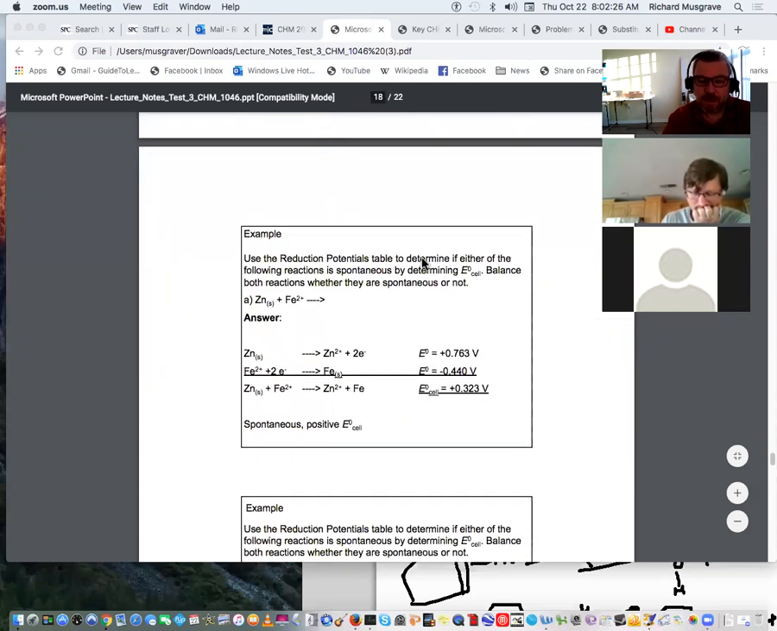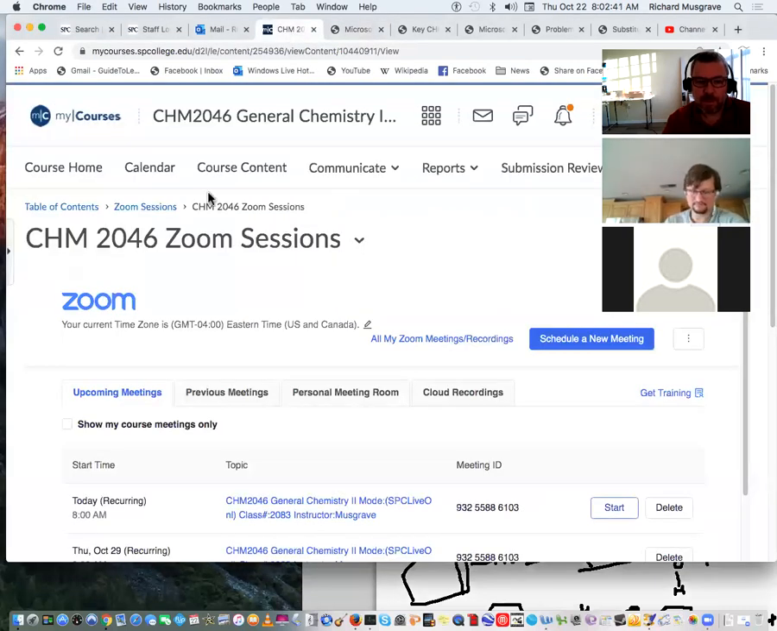So we can use the reduction potential tables here to determine if this reaction, zinc plus Fe2+, will actually proceed. So here's how it works. I go on to the reduction potential table. Let's see if I've got it here. I don't have it here. I've got to go get it.